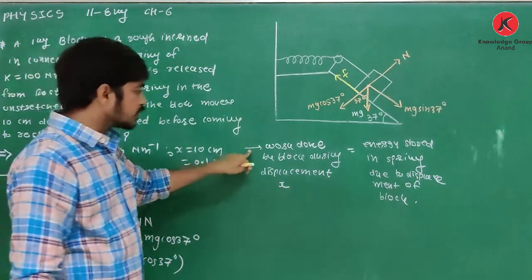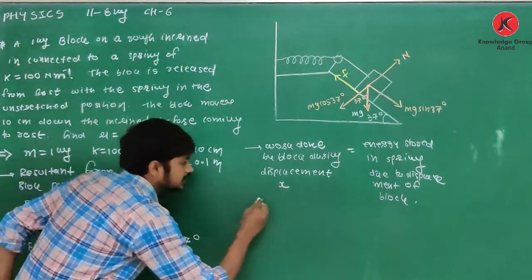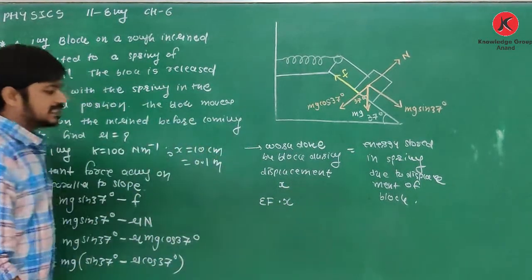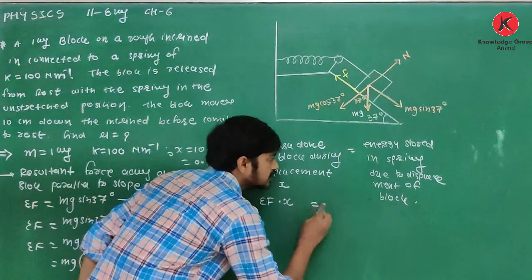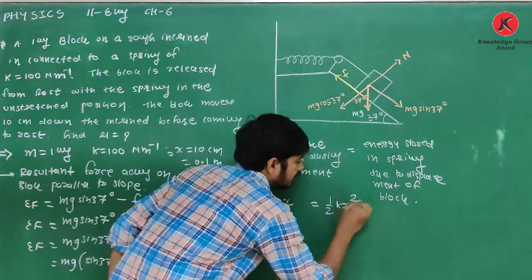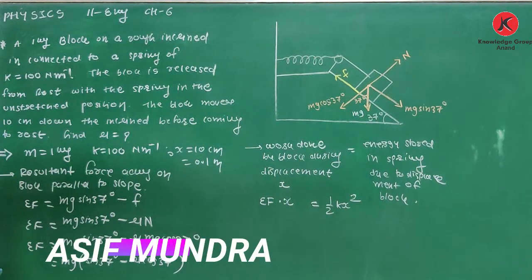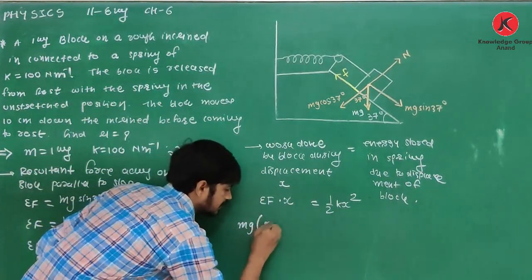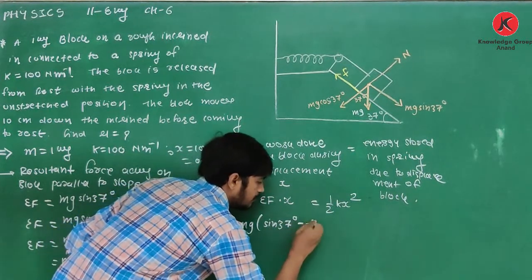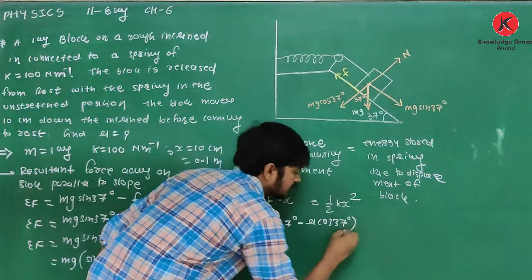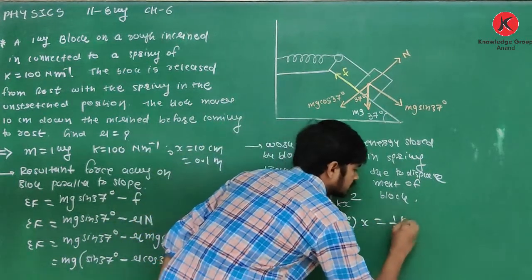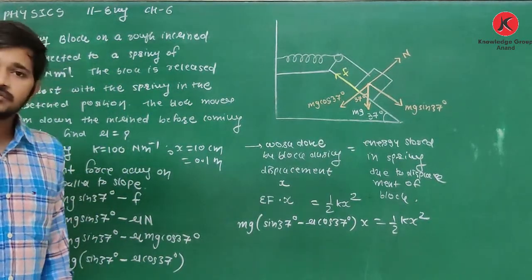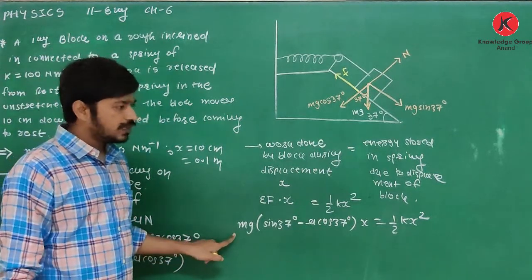So how do we write the equation of work done? Work done on the block during displacement x is sigma F into x, and it is equal to the energy stored in the spring, which is half k x square. What is the value of sigma F? It is mg (sin 37 minus mu cos 37) into x, equal to half k x square. Clear about this?